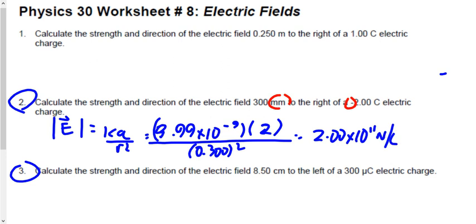Now, what about the direction? Let's draw it out here. Here's a negative charge. We want to find the field strength to the right of it. Okay, which way does the field point? Which way does the field point when you're to the right of a negative? Points to the left. Good, man.